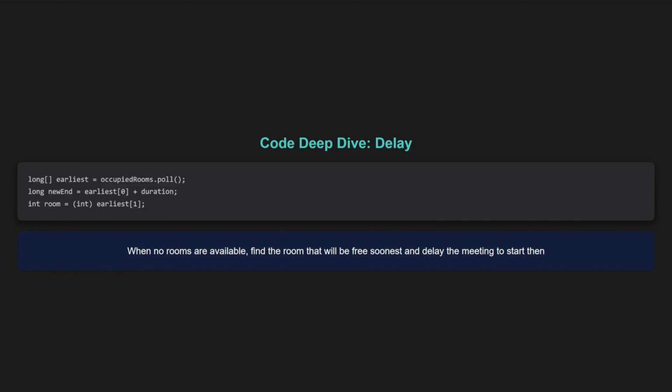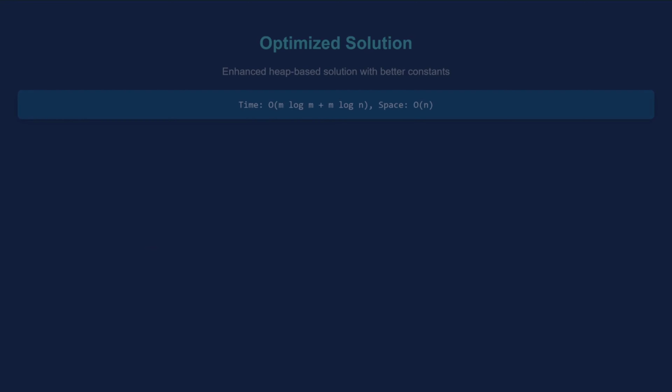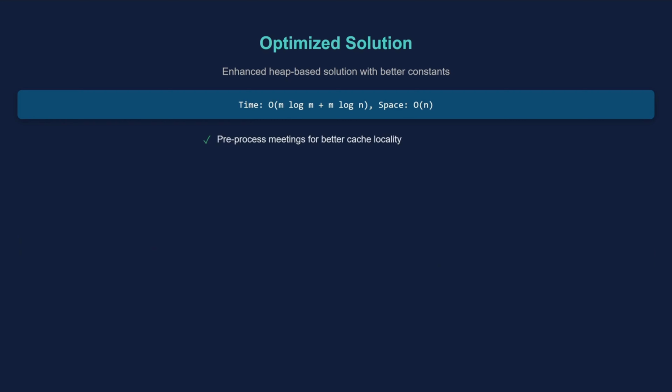The delay logic is where our algorithm shines. When no rooms are available, we poll/pop from the occupied rooms heap to get the room that will be free soonest. We calculate the new end time by adding the meeting's duration to when the room becomes free. This maintains the meeting's original duration while delaying its start. The room count is incremented, and we push the room back to the occupied heap with its new end time. This elegant handling of delays in log n time is what makes the heap approach so powerful.